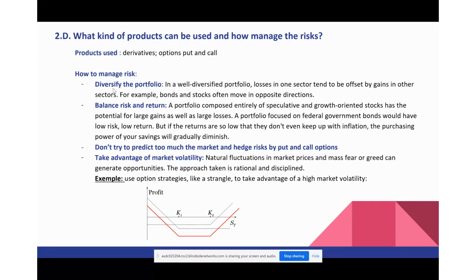The natural fluctuation in market prices can generate opportunities. For example, if there is a market with high volatility, we can use a strangle, which is a combination of call and put options.